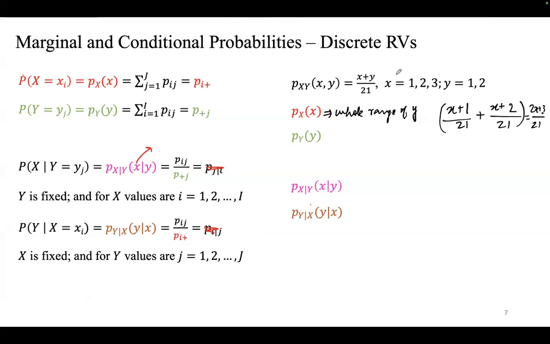Right? Yep. Yep. Like x is equal to 1, x is equal to 2, x is equal to 3. Okay? Fine.